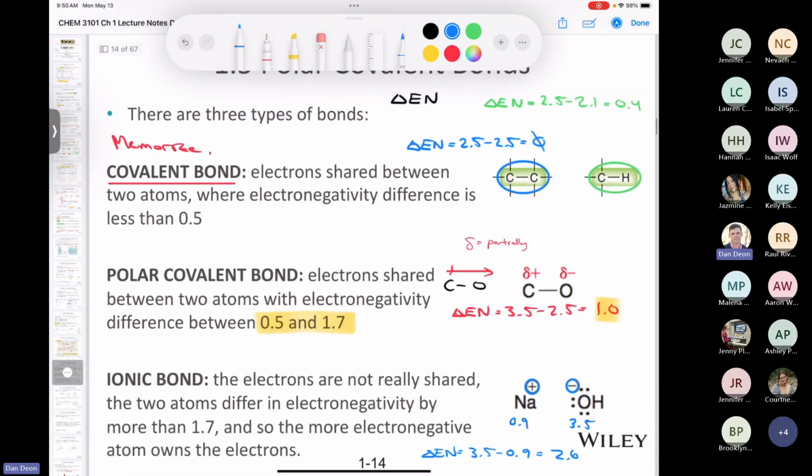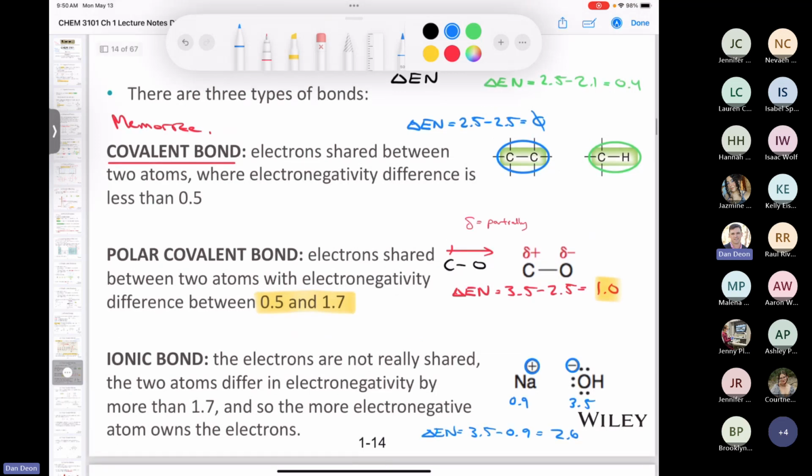All right, give me a thumbs up if you're with me on polar covalent, non-polar covalent, and ionic. Everybody with me on that? All right, cool. And when I say that, it doesn't mean placate me. If you have a question, don't hesitate to interrupt me.